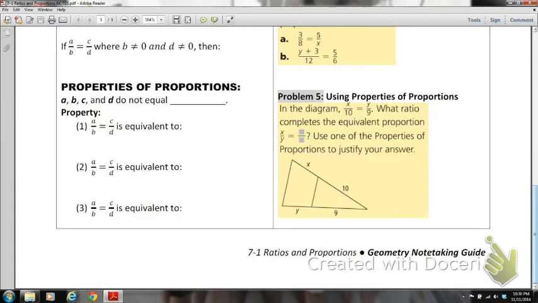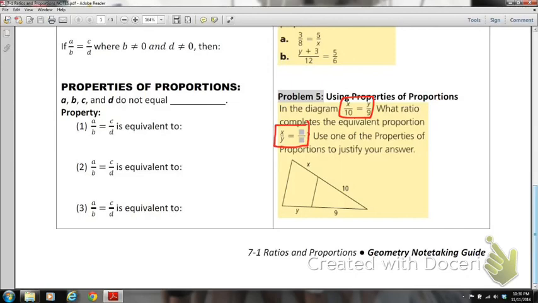In problem 5, you're using the properties of proportions that are over on the left. In the diagram, it indicates that x over 10 is equal to y over 9 is your proportion. So the question is, what ratio completes the equivalent proportion x over y is equal to what two numbers on the right side? And you need to use one of the properties of proportions over on the left.